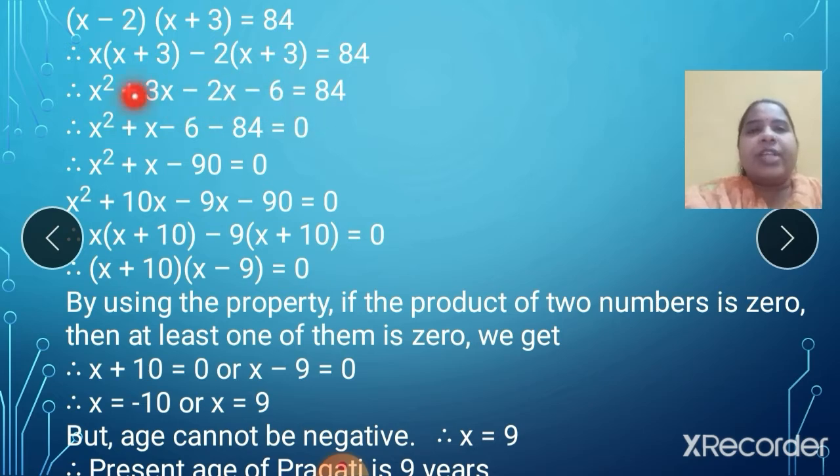At the most we can simplify this part, the like terms, plus 3x and minus 2x, how much? It's 1 and the greater number is 3 with a plus sign, so it is plus 1x, or you can only write x, okay? So x square plus x minus 6, and you can shift this 84 this side, it will become minus 84 is equal to 0. Correct? After this, minus 6 minus 84, both are negative numbers.